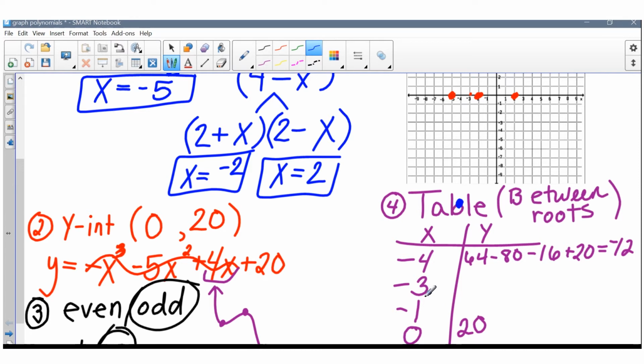So now I put -3 in. What is -3 cubed? -27, but you have to make the negative negative. Good, that's 27. What's -3 squared? 9 times -5. That's -45. Good. 4 times -3, plus 20. So that's -18 minus 12 is -30, plus 20 is -10. So we plot -3, -10.